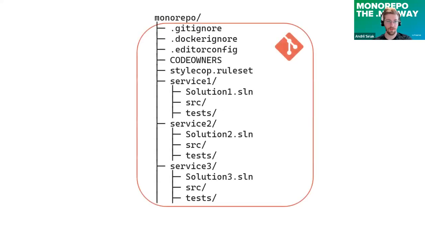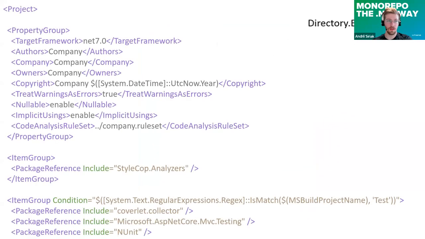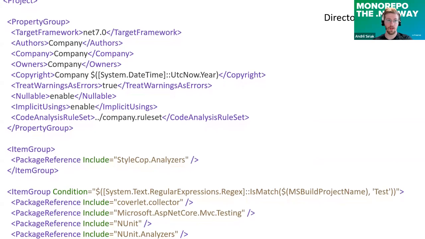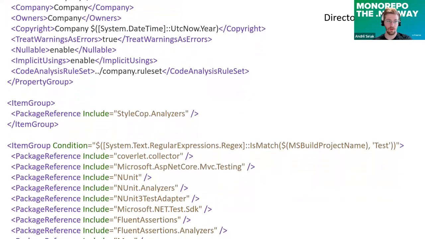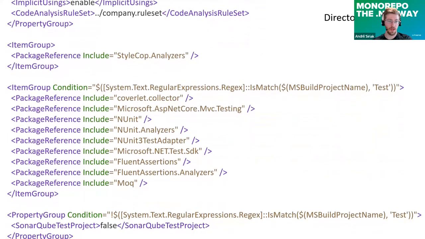So here you can see that we have our monorepository, and we would put this Directory.Build.props file just here in the root of the repository, and it would apply to all the projects in this repository. Let's take a look at what's inside of it. Inside we have basically the same thing as we have in our project files. So almost anything we can do there, we can do here. We define all our properties, we define packages that we use.